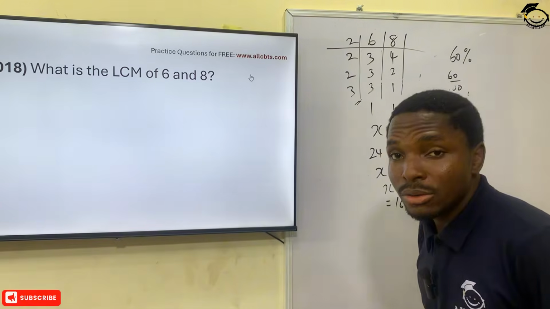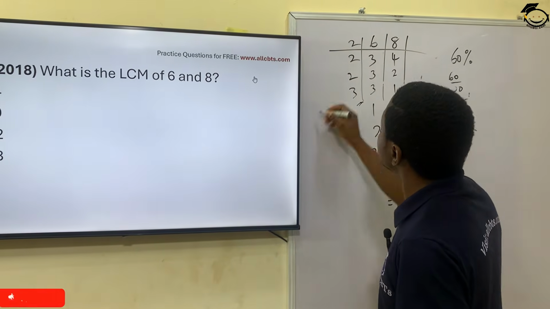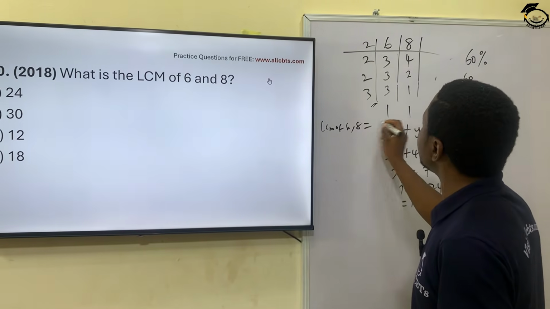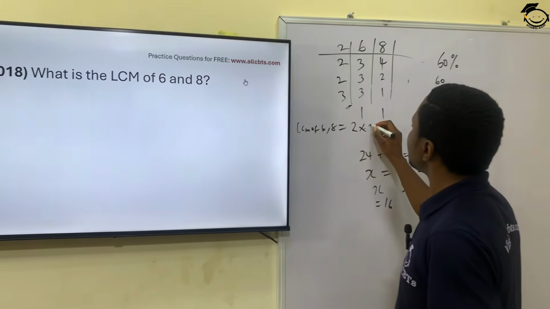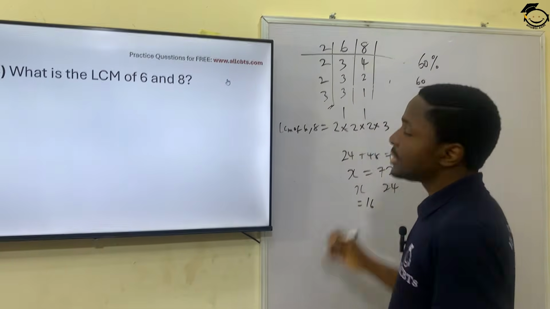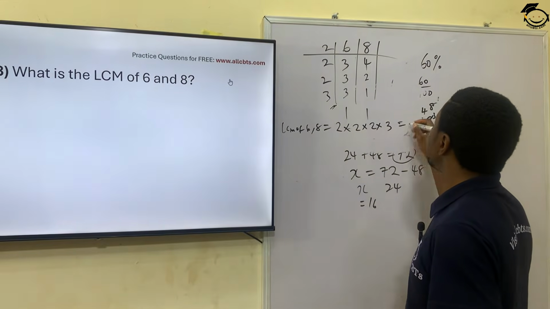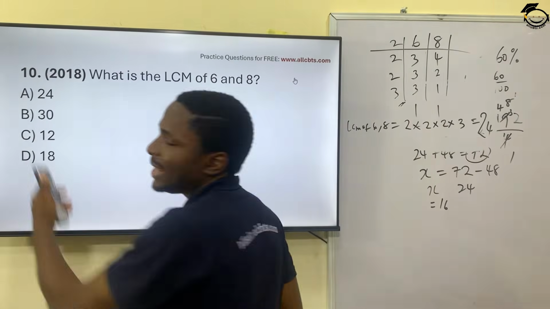So to know what our LCM will be, you just come from up to down. LCM of 6 and 8 equals what? That would be 2 times 2 times 2 times 3, which will give you what? 2 times 2, 4, 4 times 2, 8, 8 times 3, 24. And that would be option A.